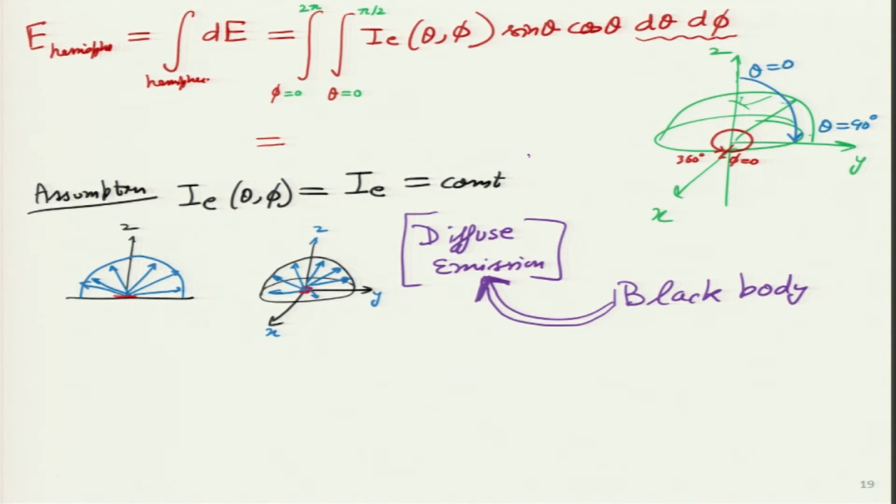Now, can I put that assumption over here and perhaps solve this particular equation? Let me go ahead and do that. So, I am solving for E for the hemisphere, which will now turn out to be, I is a constant, I bring it outside, then I am just doing two integrals for theta and phi, sin theta, cos theta, d theta, d phi. So, let me do that integral quickly over here.